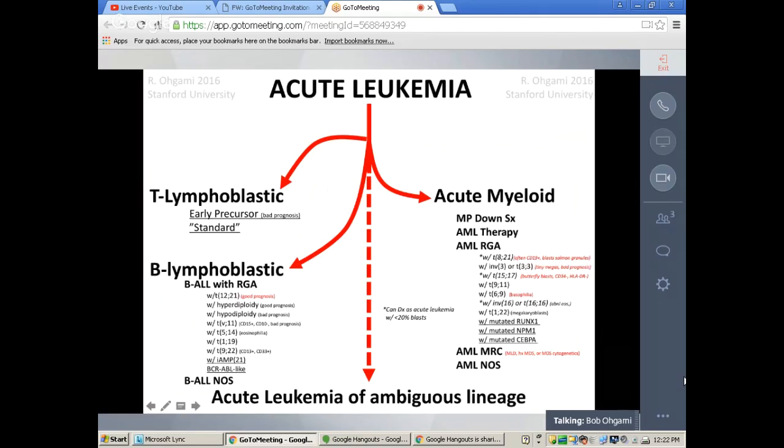And so we start at the top. Do we have 20% blasts? Yes, we do. We have a lot of blasts in peripheral blood. Then we start to ask, what antigens do we express? Do we have CD3 expression on our blasts? And we do. So now you head down the roadmap and say, okay, now I'm in T lymphoblastic leukemia, right?